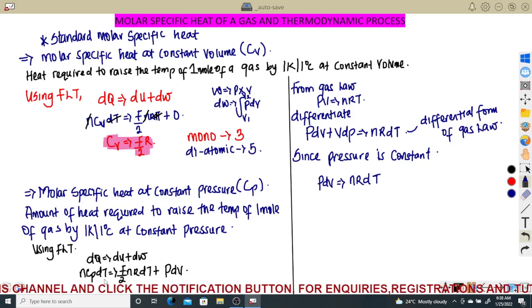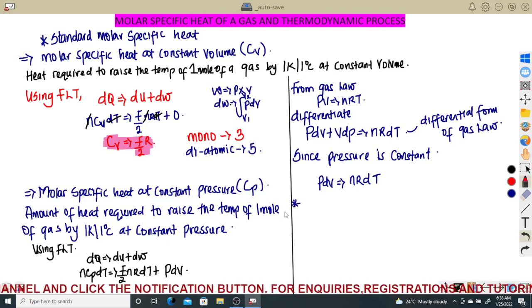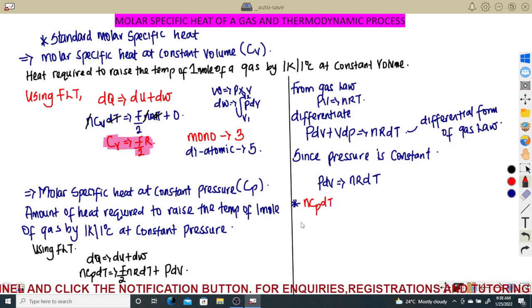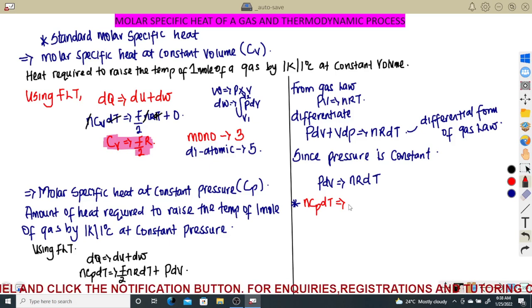Look at my first equation. P dV is nR dT. So P dV in this equation, I'm going to substitute with nR dT. On simplification, therefore, from this equation you can see n Cp dT is equal to, I just want you guys to follow us, that is this.